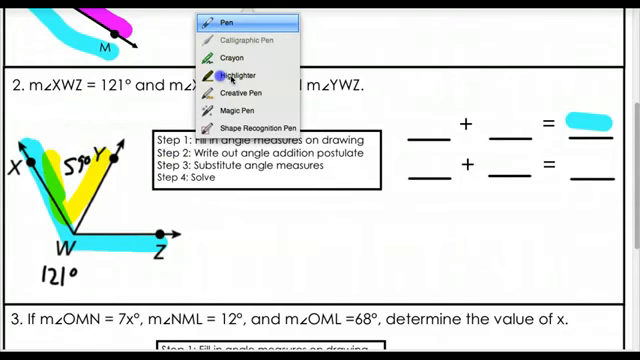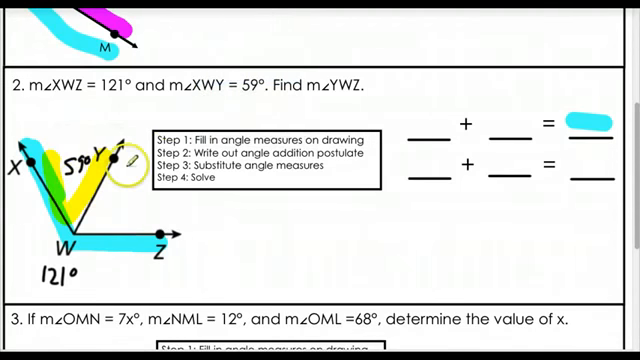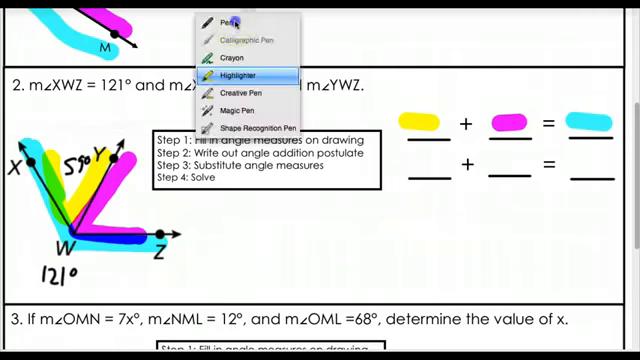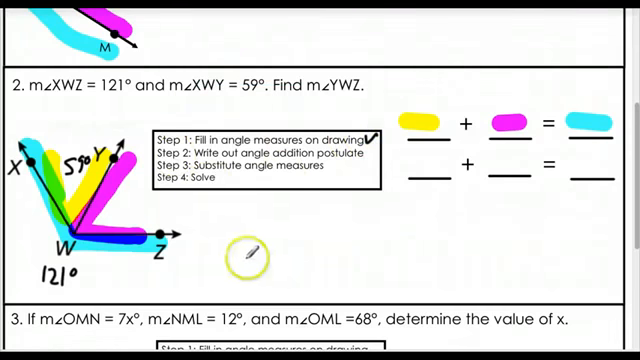Finally, what we're looking to find out is this angle, YWZ, and that's what's going to go over here. So let's fill in the angle measures on the drawing. Step 2, we're going to write out the angle addition postulate.